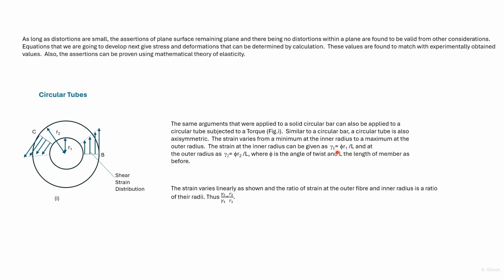Now, using these two equations and dividing both sides, we can see that gamma 2 by gamma 1, that is the strain at the outer surface to the inner surface, is equal to R2 divided by R1. That is the ratio of the radii.